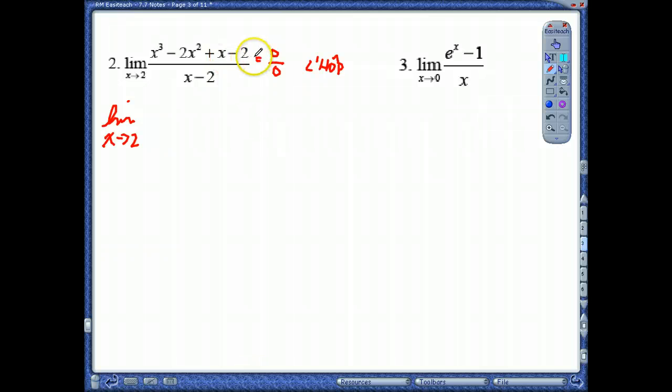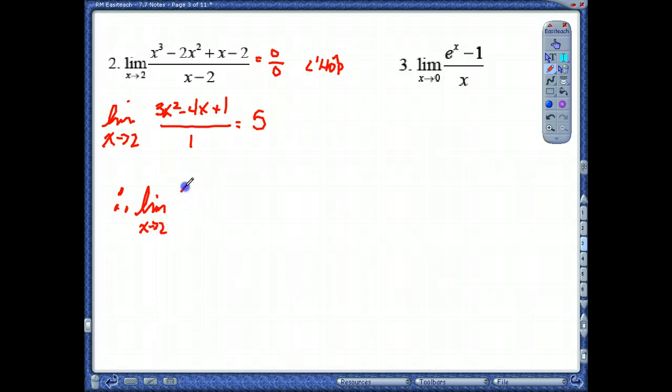I'm going to take the derivative of the top. Well, the derivative of x to the third minus 2x squared plus x minus 2 is 3x squared minus 4x plus 1 all over the derivative of the bottom, which is 1. Now when I put that 2 in there, I'm going to get 3 times 2 squared minus 4 times 2 plus 1, all divided by 1. That gives me 5. So if this is where the derivative's going, therefore the original statement also goes to 5.